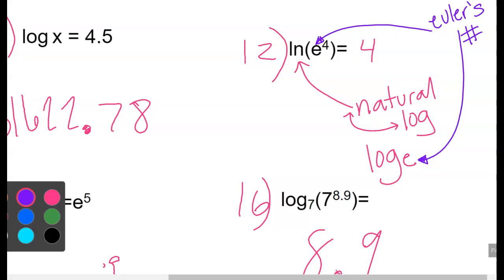That's why it's famous. We're going to go more in depth on that on our application days, but you don't need to know any of that. What you do need to know is ln and e are opposite operations. They are inverses, so they cancel each other out, leaving us with a 4.